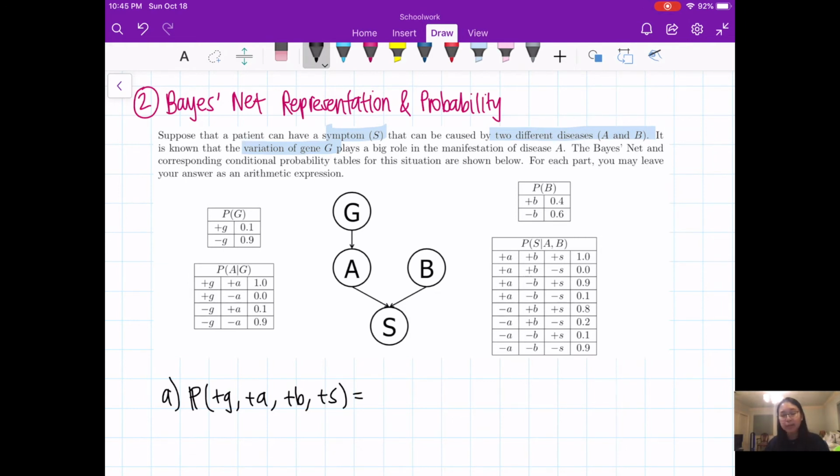If we remember from 1a, when you have a joint probability of all the variables in the Bayes net, you essentially have to multiply the different factors together. And we know what our factors are. They are P(G), P(A given G), P(B), and P(S given A, B). Even if these probability distributions weren't given, we can still figure them out by looking at the nodes and what their parents are.